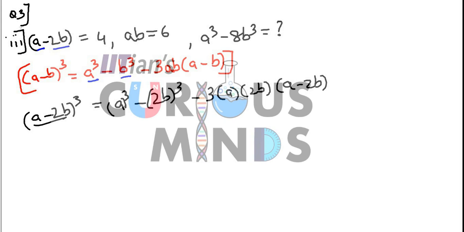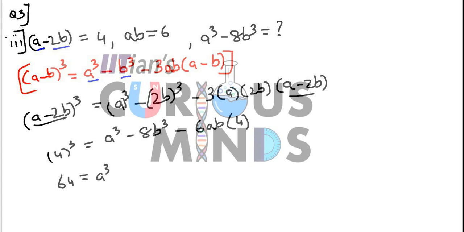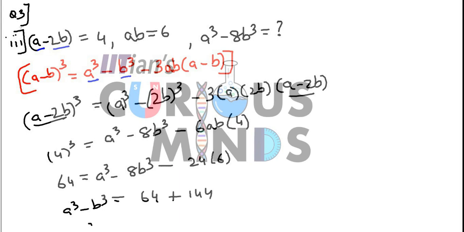The value of a minus 2b is 4, so 4 cube is equal to a cube minus 8b cube minus 6ab into 4, since a minus 2b is 4. Therefore, 64 equals a cube minus 8b cube minus 24 times 6, and therefore a cube minus 8b cube is equal to 64 plus 144, and therefore the final answer for a cube minus 8b cube is 208.